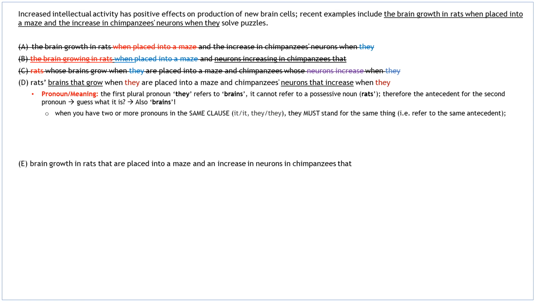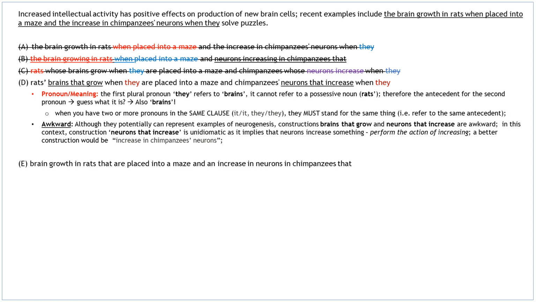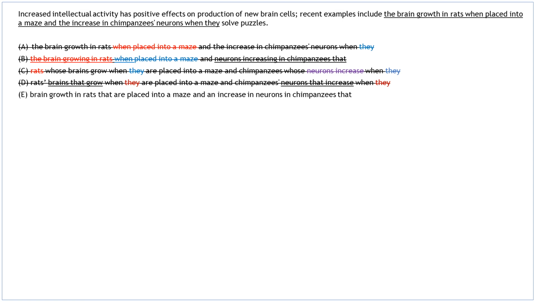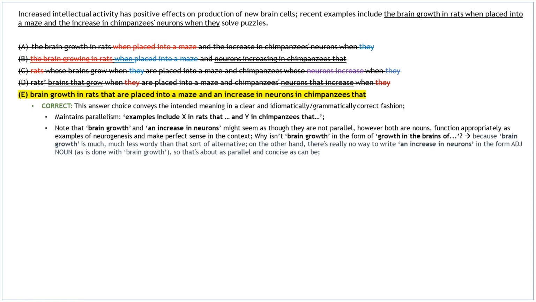Constructions brains that grow and neurons that increase are awkward. In this context, construction neurons that increase is unidiomatic, as it implies that neurons increase something, perform the action of increasing. Now, we have eliminated all four wrong answer choices, and are left with the correct answer choice, E.